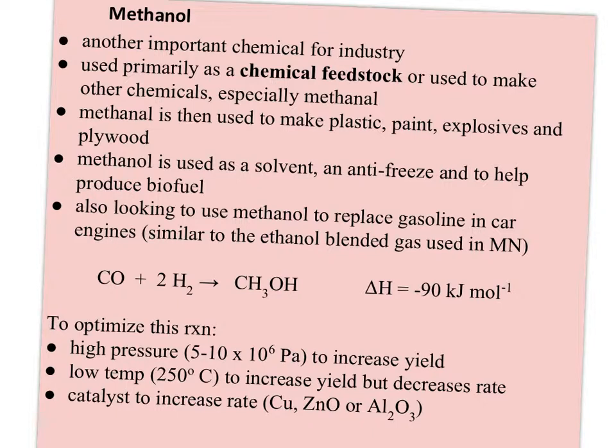They use an even lower temperature here, 250 degrees Celsius, to help increase the yield, but it decreases the rate because it is exothermic. And so then they also use a catalyst on this.